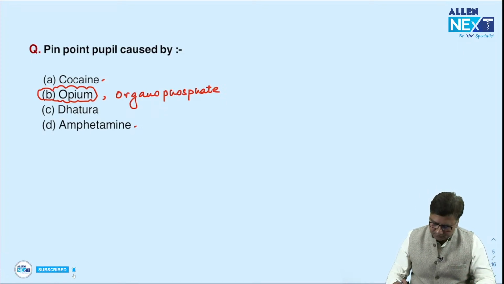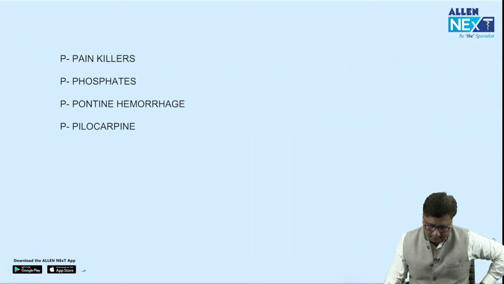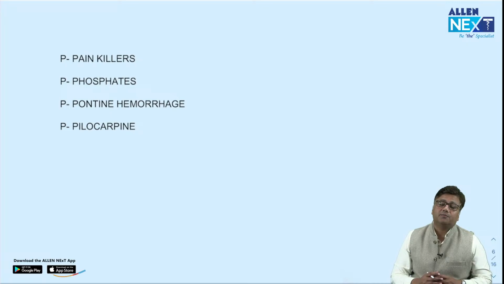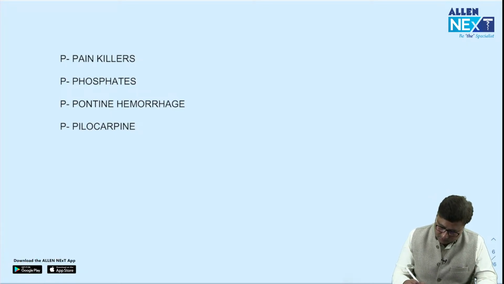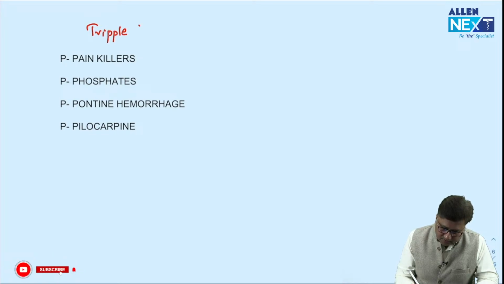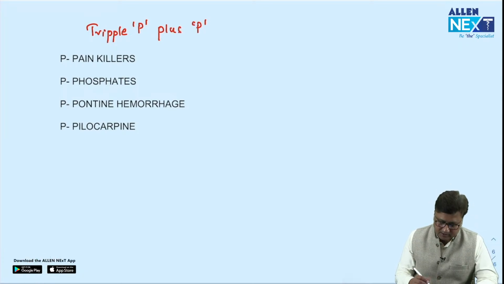Okay, next question. हमें याद क्या रखना है when we talk about pinpoint pupils. The simple mnemonic is PPPP, 4 दफ़े P, triple P plus P. Okay, so you can remember it as triple P plus P.